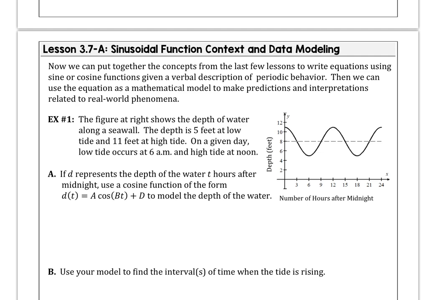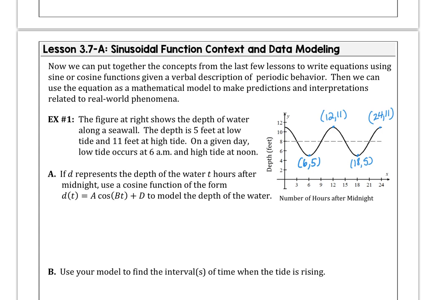So low tide occurs at 6 a.m. Low tide is 5 feet. High tide is at noon. That would be at 11 feet. So 6 p.m. would also be low tide. And then at midnight, we would also have high tide. Let's call this second 6 p.m. as 1800 hours. 18 is the same as military time for 6 p.m.